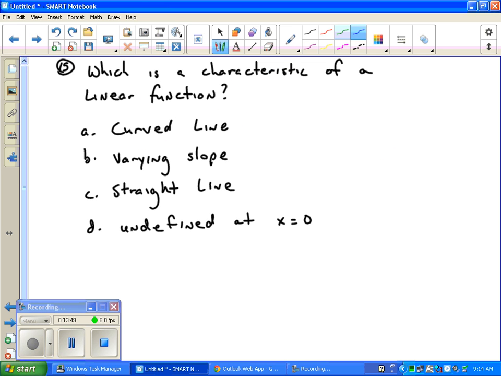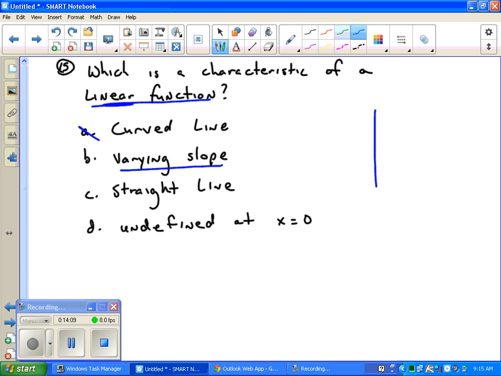15 says, what is the characteristic of a linear function? And we kind of got a little thrown off by number 25 from our review the other day. It's a linear function. That means a straight line function. Is it going to be a curved line? No, it's going to be a straight line. Is it going to have a varying slope? That means the slope is going to change.